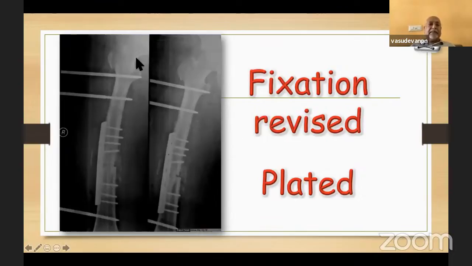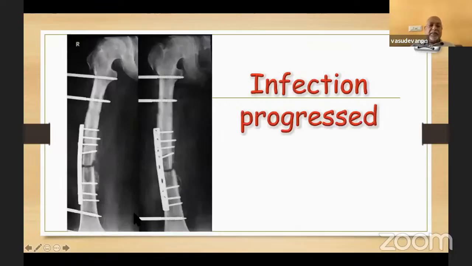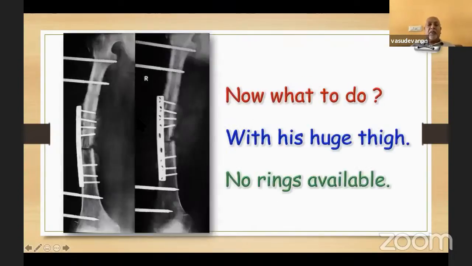So that external fixator is an LRS. You can see, funnily, it's not a conical pin. These pins are all different. And the gap is still there. Infection was progressing more and more. And now what to do? With this huge thigh, no rings available.